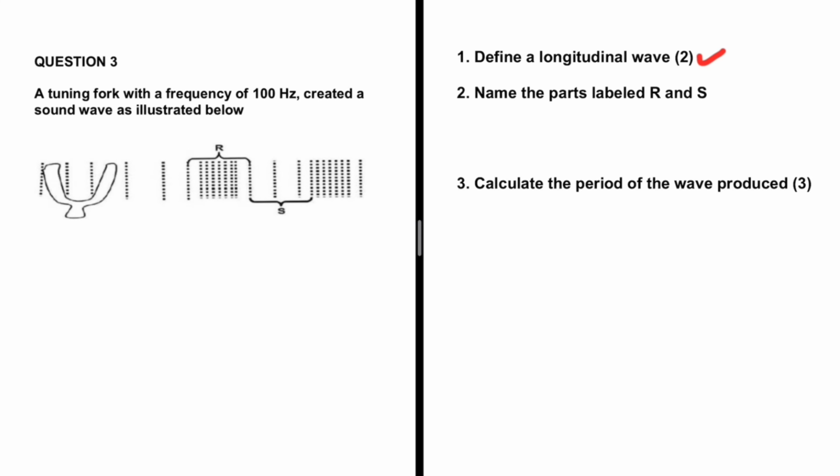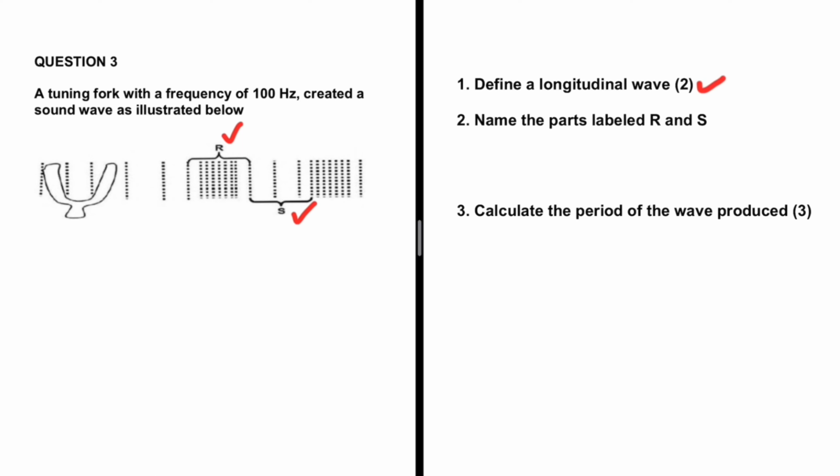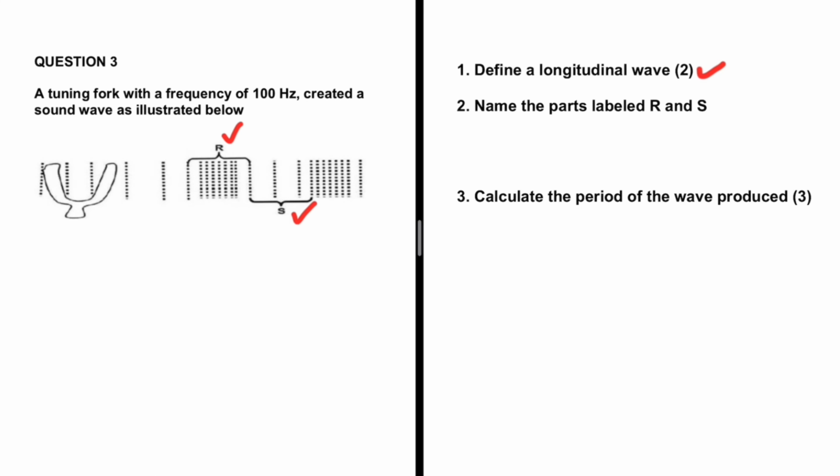The second question: name the paths labeled R and S. Let's take a look at what's happening. A tuning fork with a frequency of 100 Hz created a sound wave as illustrated below. Here is our part R and here is our part S. Part R is a region of high pressure. A region of high pressure in a longitudinal wave, we call that a compression. So R is a compression.